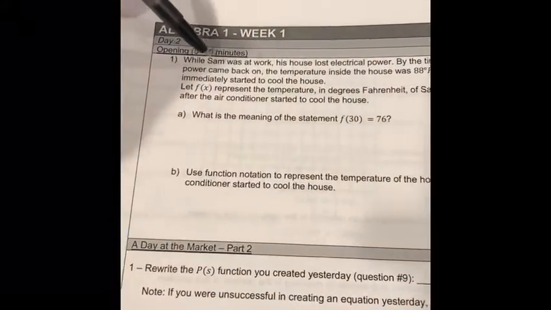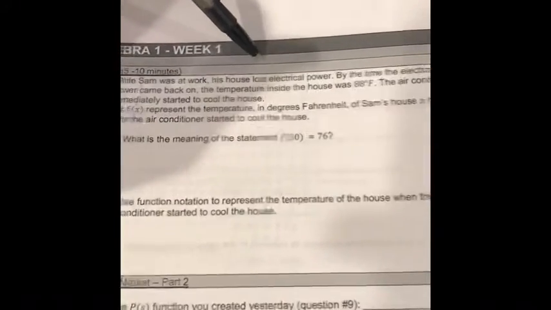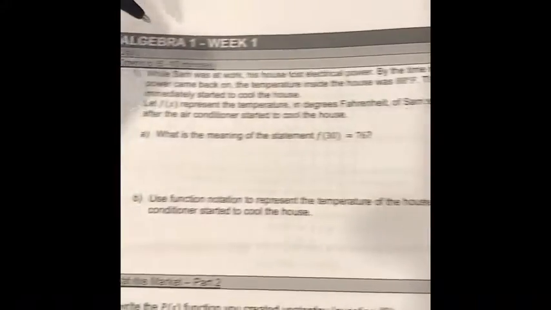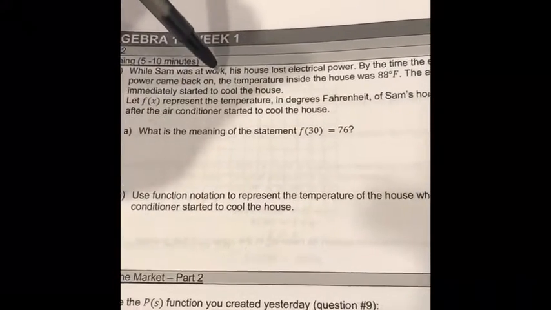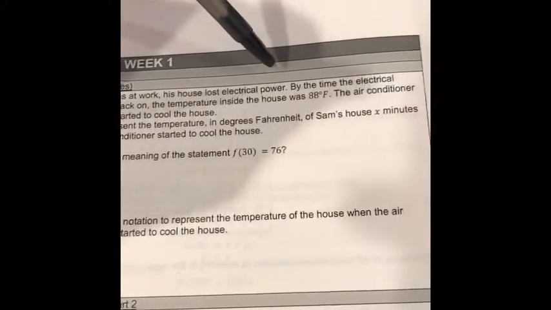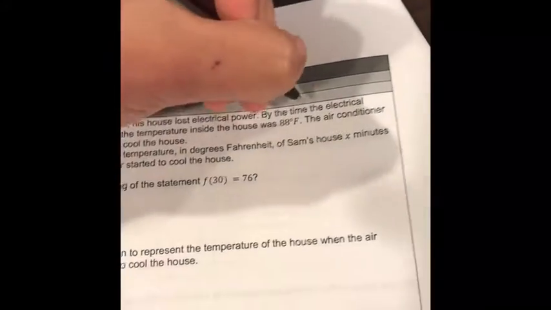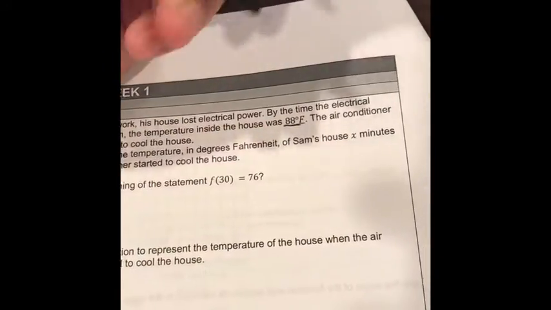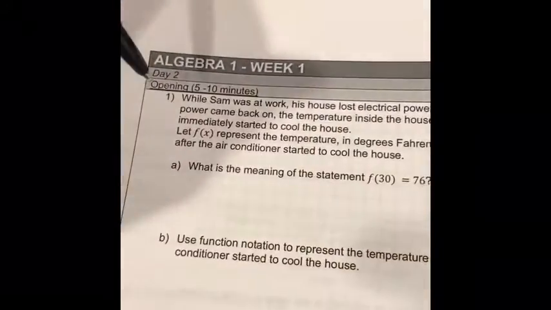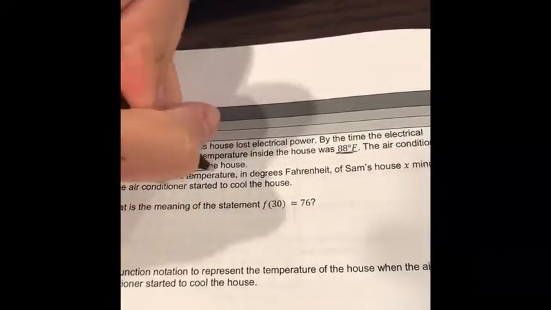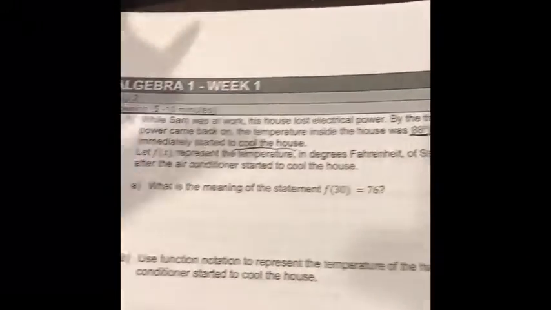Oh, I forgot. We're on day 2, page 8. Let's get started. While Sam was at work, his house lost electrical power. By the time the electrical power came back on, the temperature inside the house was 88 degrees. Let's annotate. There's a lot to read. 88 degrees Fahrenheit. The air conditioner immediately started to cool the house. All right, so it's hot, starting to get cool.